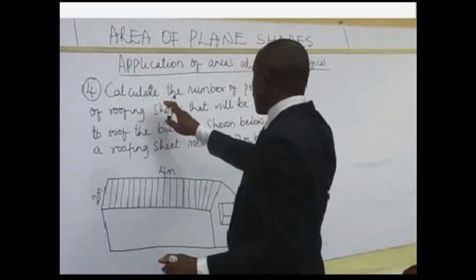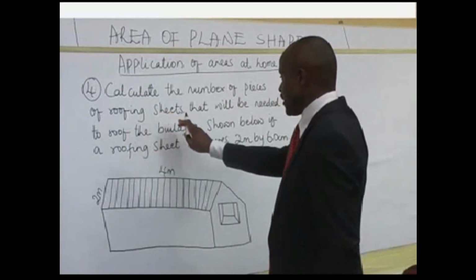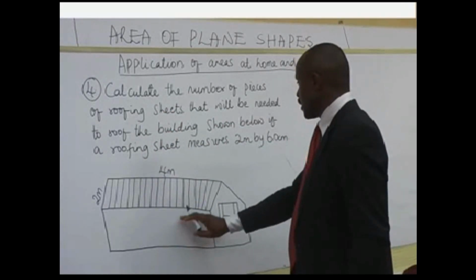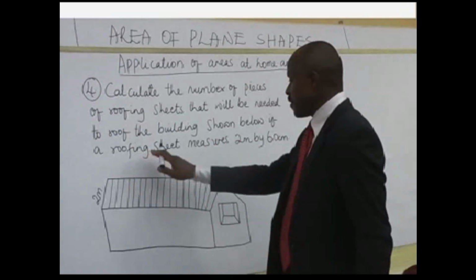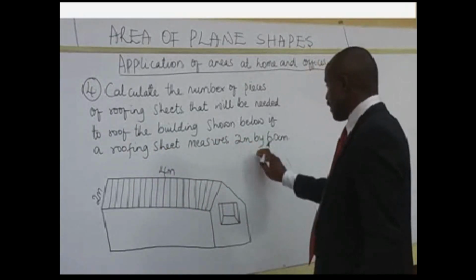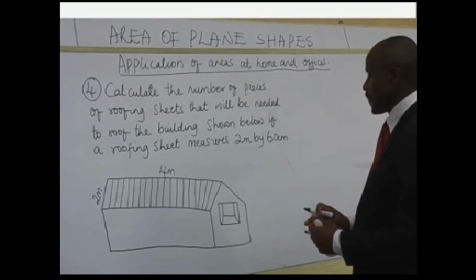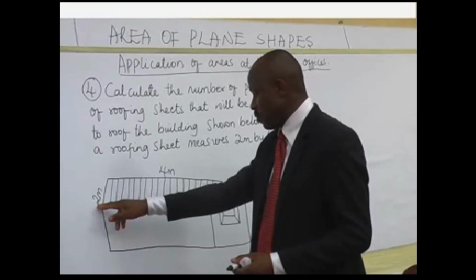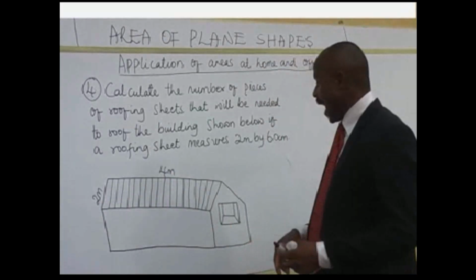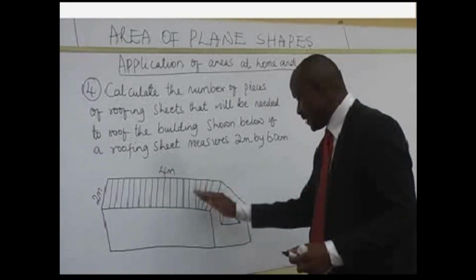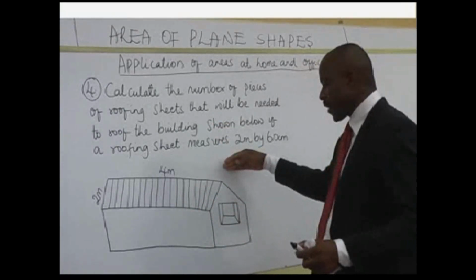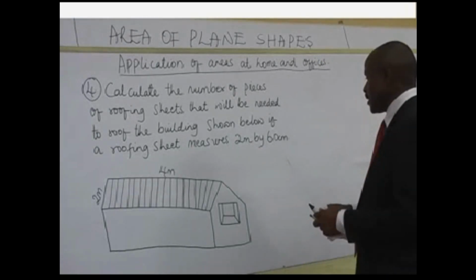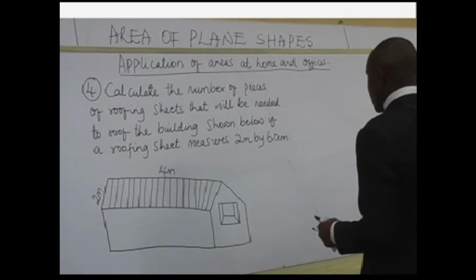Question number 4 says we should calculate the number of pieces of roofing sheets that will be needed to roof this building shown below, if a roofing sheet measures 2 meters by 60 centimeters. The roof of the building has been given to be 2 meters by 4 meters. And you can see it is in 2 phases, this side and the other side at the back that you cannot see. Now, first of all, what you do here is you're going to change 2 meters to centimeters.